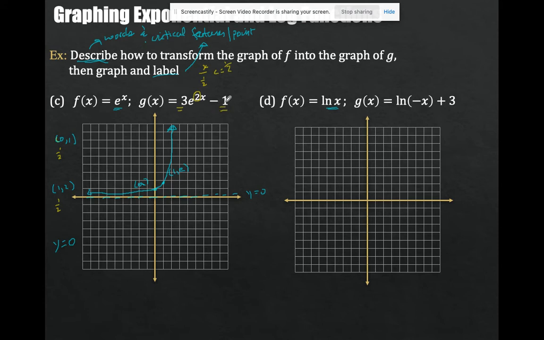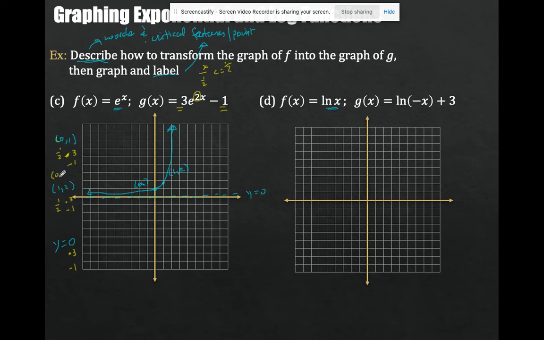You are subtracting 1 and multiplying by 3. Who do you do first? You multiply by 3, subtract 1. Multiply by 3, subtract 1 to every y. So graph these points. Where am I?